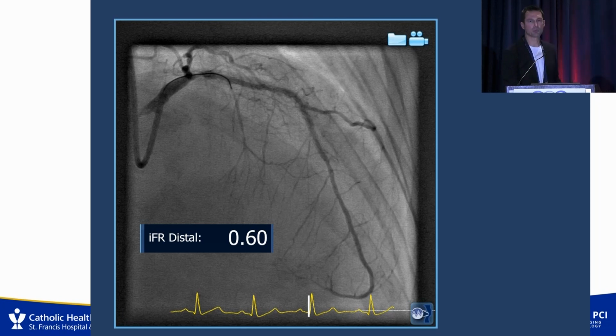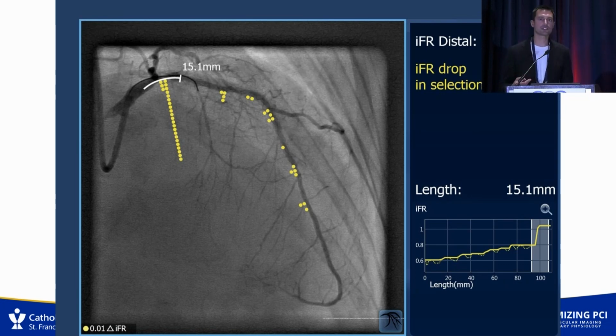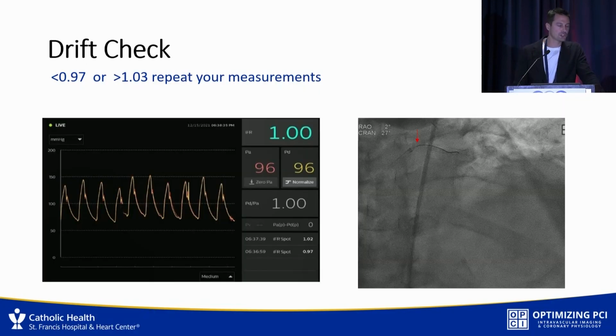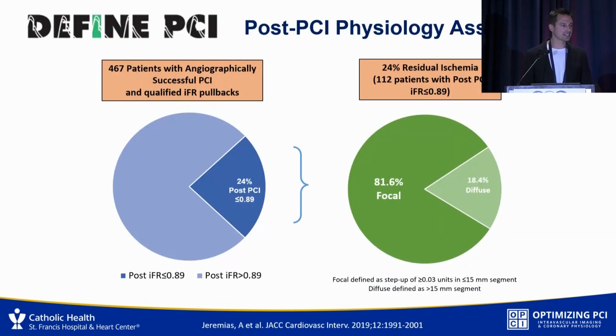Here's just another example where pullback information can help you. iFR is 0.6, and this is using the SyncVision software, which I mentioned, where every yellow dot correlates with a 0.01 pressure loss, and you can really see exactly where the stenosis is causing ischemia. You can also use this for your procedural planning, so you can figure out what your post-PCI physiology is going to look like if you use a 15-millimeter stent versus a 38-millimeter stent. Finally, for drift check, we want that number to be between 0.97 and 1.03. If there's greater than 0.03 in drift, you want to repeat all your measurements because it's not likely accurate.